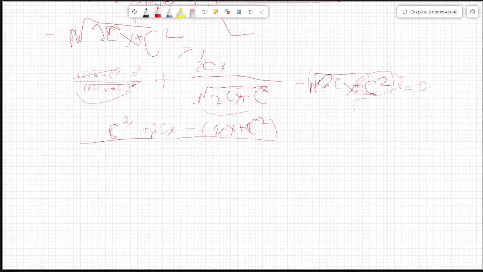And in the denominator stay this root, all root, 2cx plus c squared. All of this must be equal to 0. Open bracket and prove that our numerator equals 0. Open bracket in the numerator.